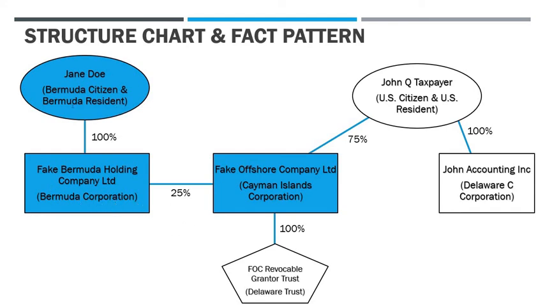Now, ultimately, what the IRS likes to see is who are the ultimate natural persons that own all of these stocks. So if you have tiers of different holding companies, who is ultimately the person at the very top that's going to be the beneficial owner? So Jane Doe, remember, she's not a U.S. tax person. She's a Bermuda citizen and resident. So in our case, really what we have to disclose here is just John Q. Taxpayer and his ownership interest in the company.